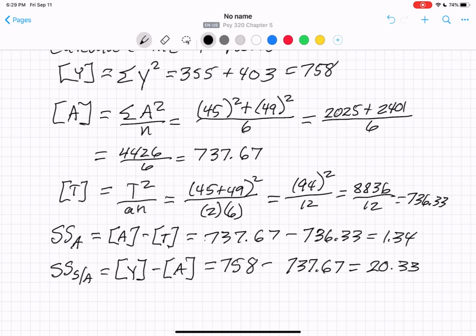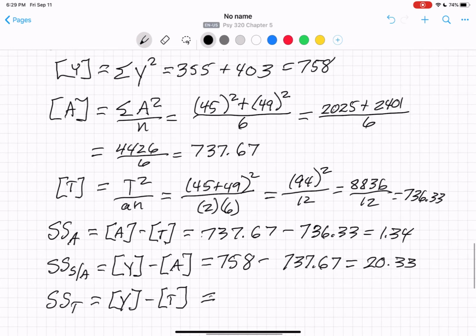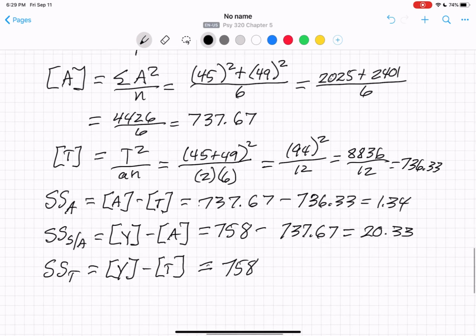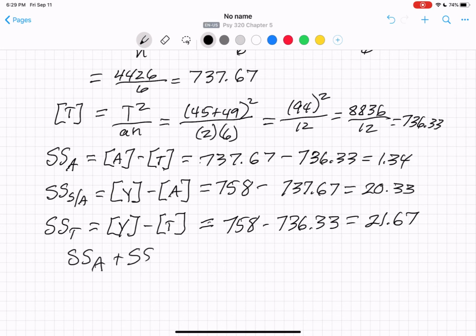20.33. Then to check our work, we do sum of squares total, which is the basic ratio of y minus the basic ratio of t. So that is going to be 758 minus 736.33. And that comes out to 21.67. And so you want to check your work that sum of squares A plus sum of squares S over A should equal sum of squares total.